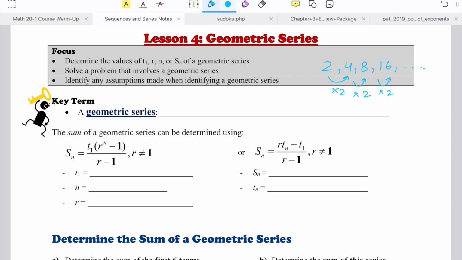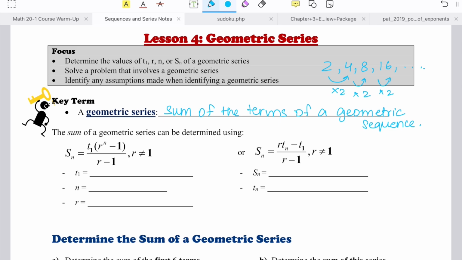Thank you. A geometric series is basically the sum of the terms of a geometric sequence. Basically what arithmetic sequence or arithmetic series was, right? It was basically the sum of the arithmetic sequence.